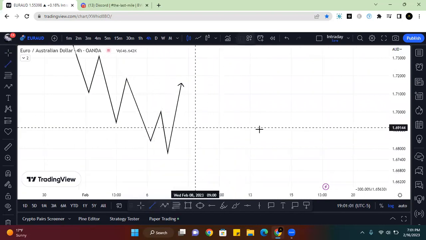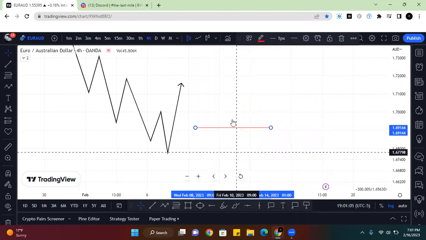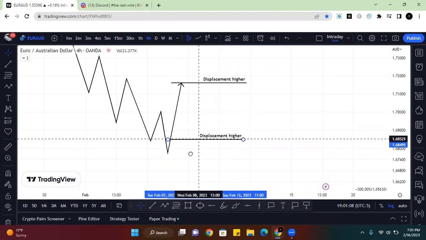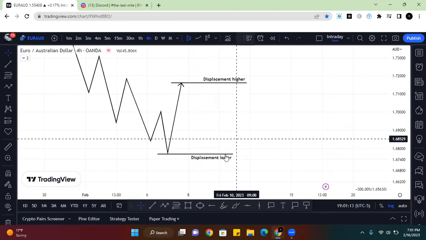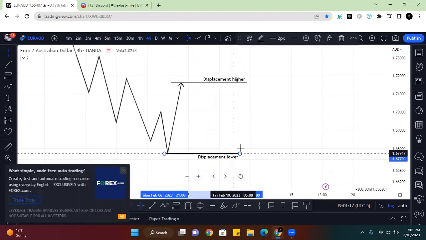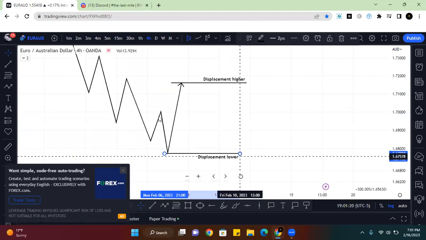So same thing. We've got some templates here, displacement higher, and then move this one over here, displacement lower. Once you know some shortcuts, TradingView gets really efficient and easy to use. Like holding control will duplicate things and then grab it and drag it. So you displacement lower, displacement higher right here.